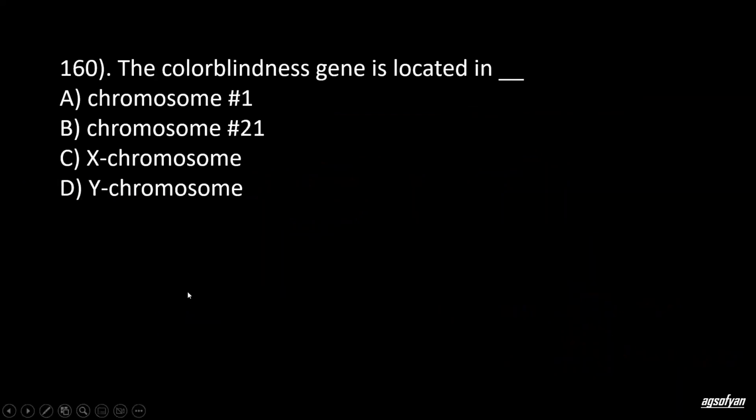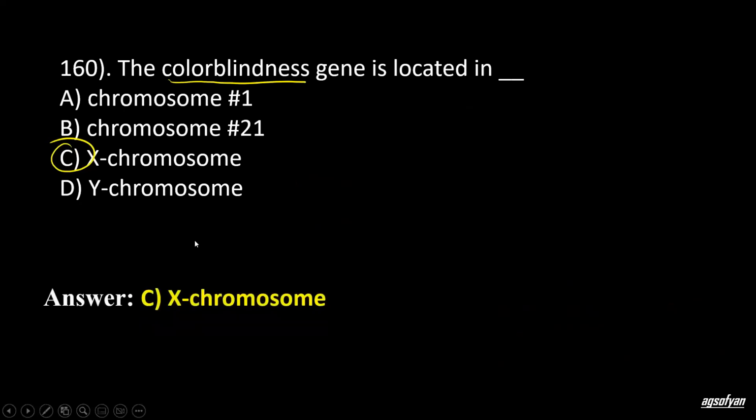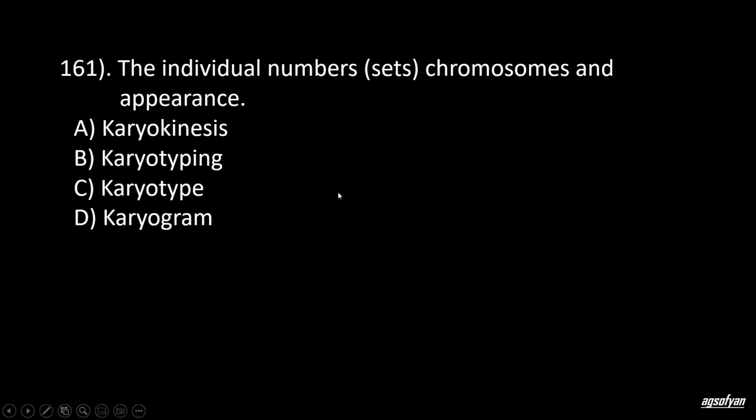The color blindness gene is located in chromosome number 1, number 21, X chromosome, or Y chromosome? We just explained that the color blindness gene is carried in the X chromosome. The individual number or set of chromosomes and appearance: this is the definition for karyokinesis, karyotyping, karyotype, or karyogram.